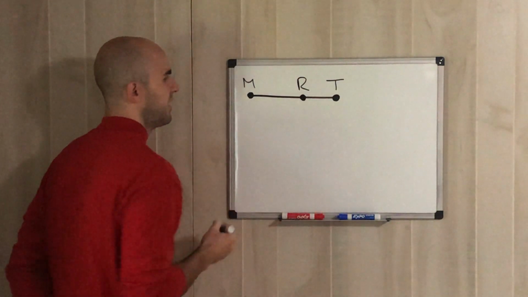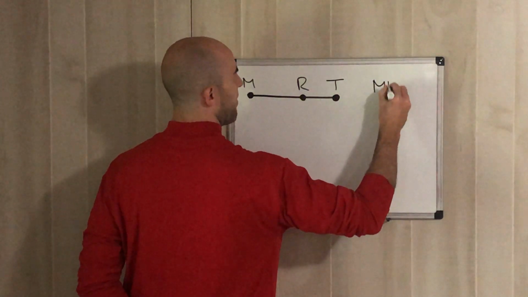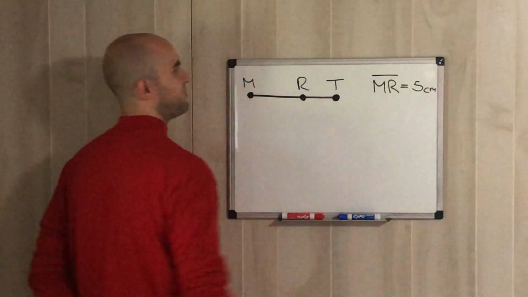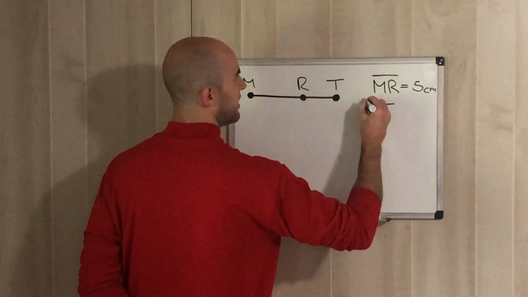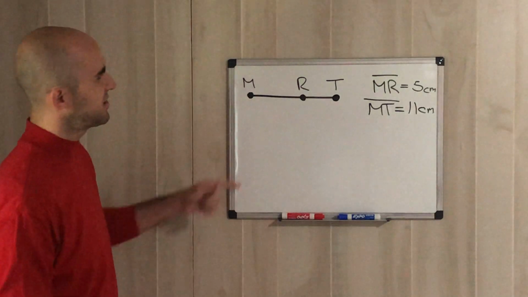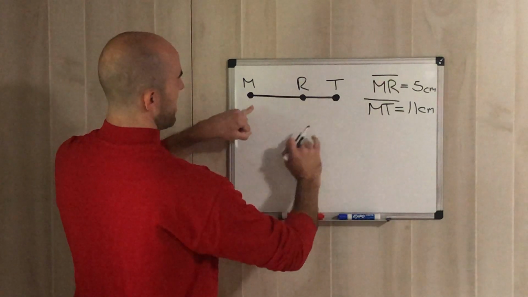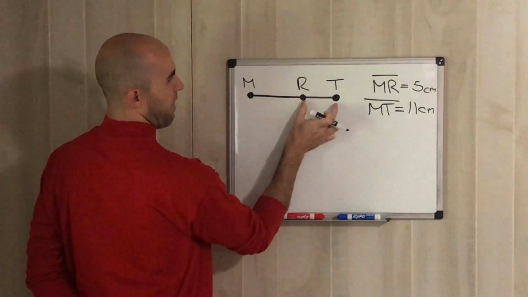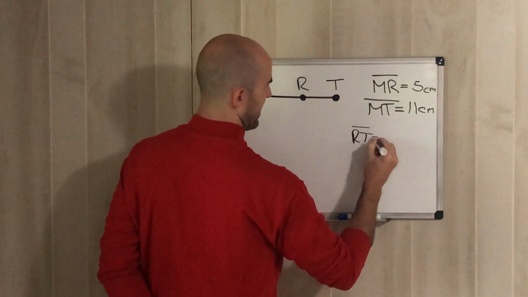Let's call that R. And in this case now, I'm going to say that MR is equal to, let's say, 5 centimeters, right? So we know that MR is 5 centimeters. Now I'm going to tell you that MT is equal to 11 centimeters, right? So let's look at what we know. We know that MR represents this part, right? MR. We know that MT represents the entire thing. The one thing I want to find out is what RT is going to be.